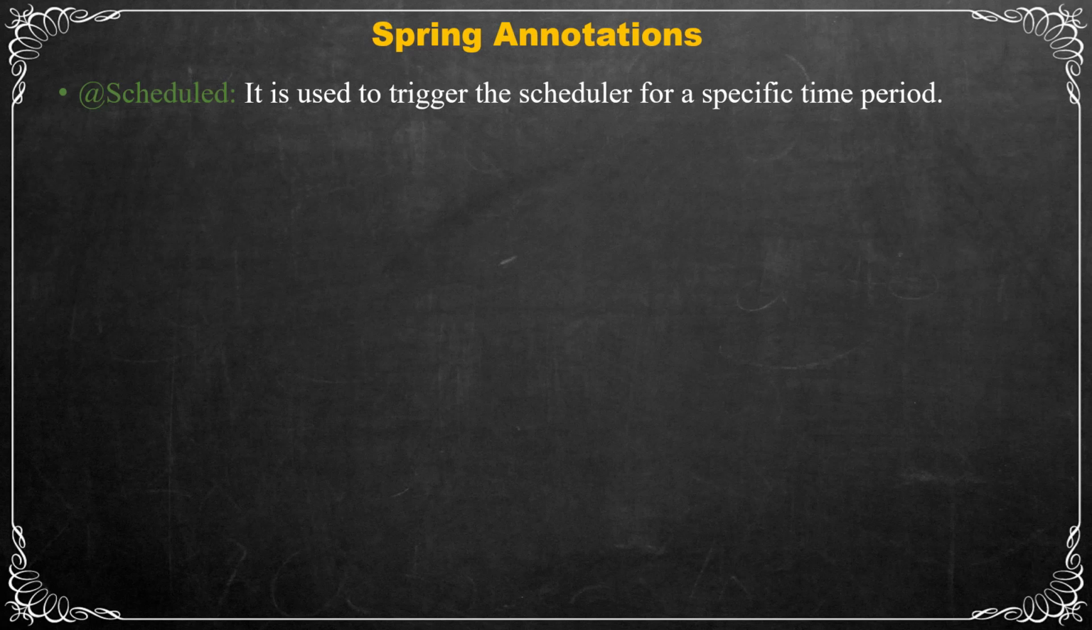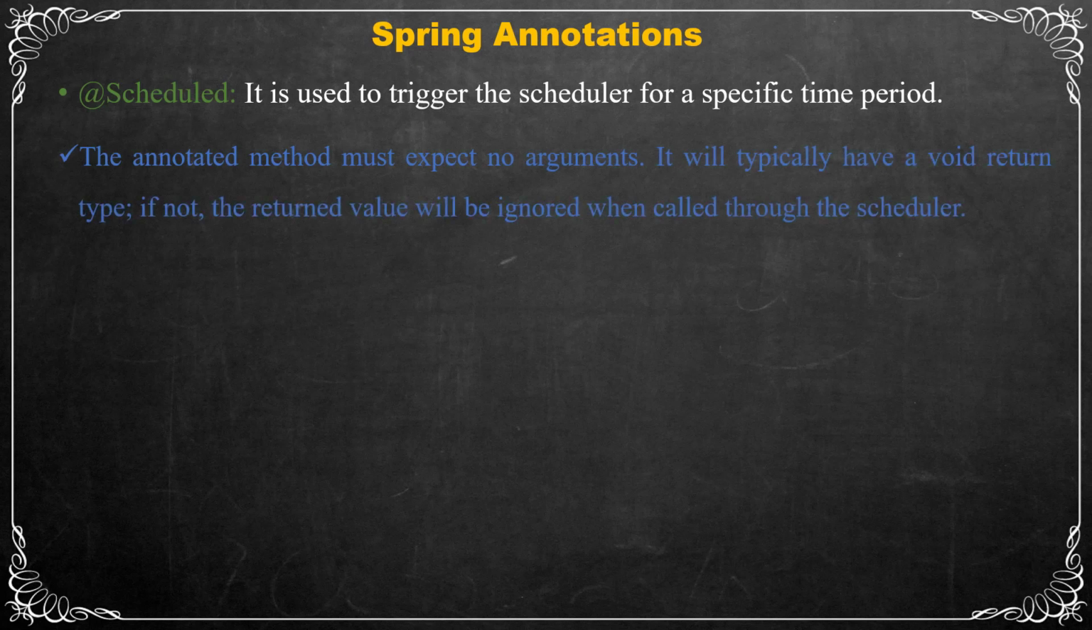Scheduled annotation is used to trigger the scheduler for a specific time period. The annotated method must expect no arguments. It will typically have a void return type. If not, the return value will be ignored when called through the scheduler.